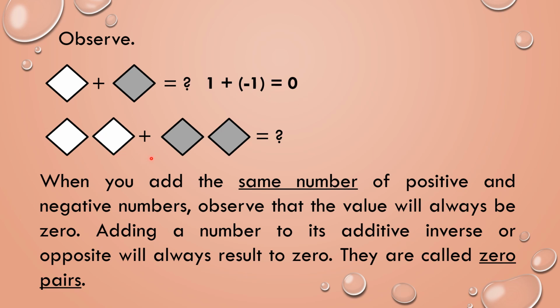How about this one? So the answer here is 2, since dalawa yung white diamond, plus negative 2 is equal to 0. Paano kung 10 ang white diamonds? Or paano kung 10 ang positive and then 10 ang negative? So 0 pa rin ang sagot. At iyon ay magiging 10 plus negative 10 is equal to 0. Kung umabot ang number sa 1,000 at pareho sila ng number pero magkaiba ng sign, iyon ay palaging equal sa 0.